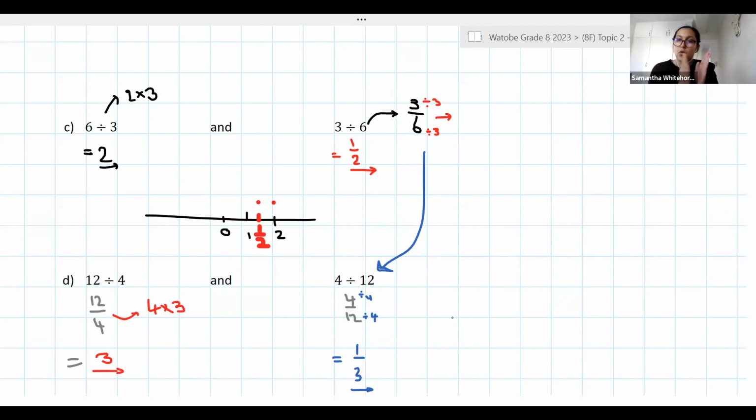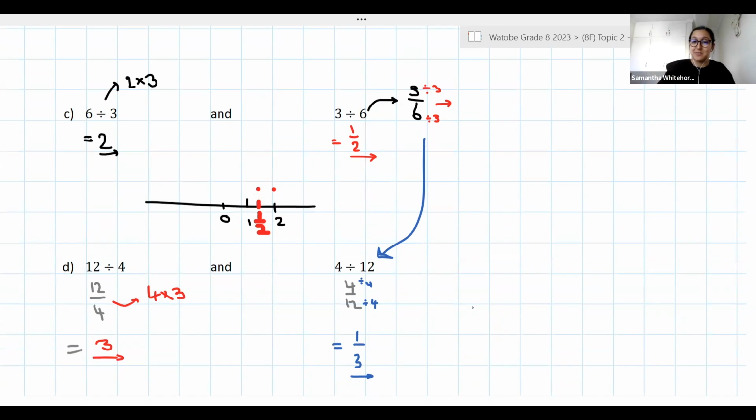Now again, the order in which I divided was very important. I'm either getting a whole number 3 or I'm getting a fraction, a third. Those are 2 very different things. I would much rather have 3 pizzas than a third of a pizza. So the order in which I divide numbers is very important, and we need to be careful when we do that.